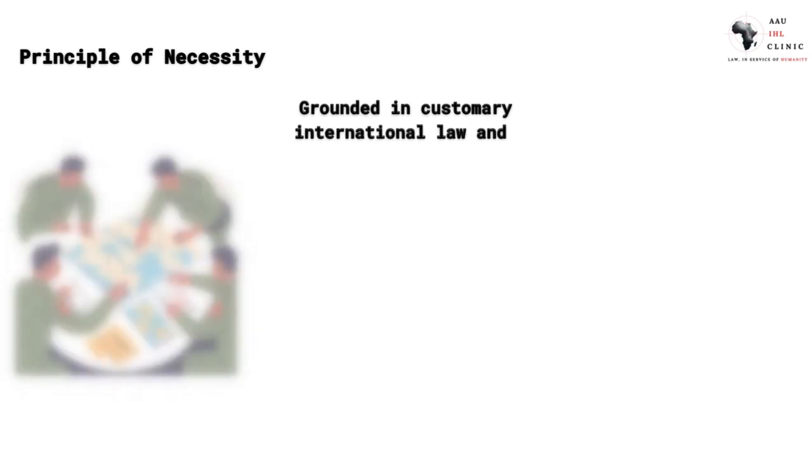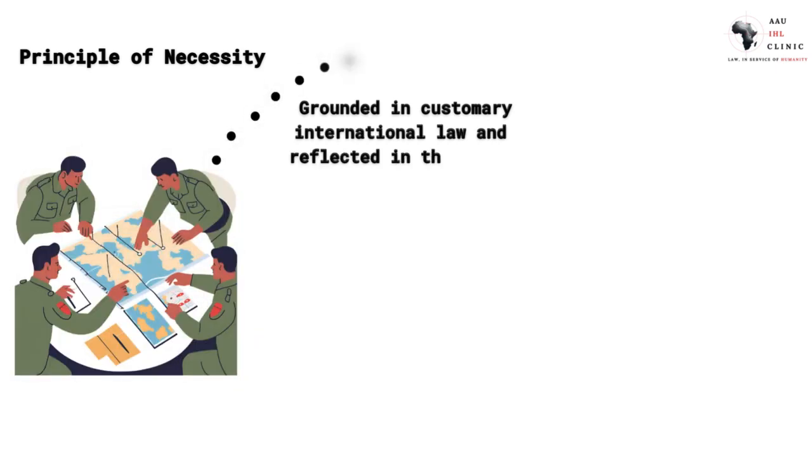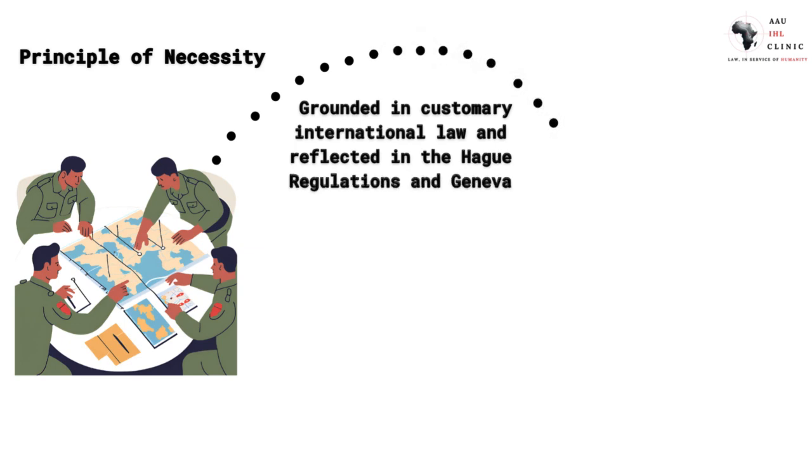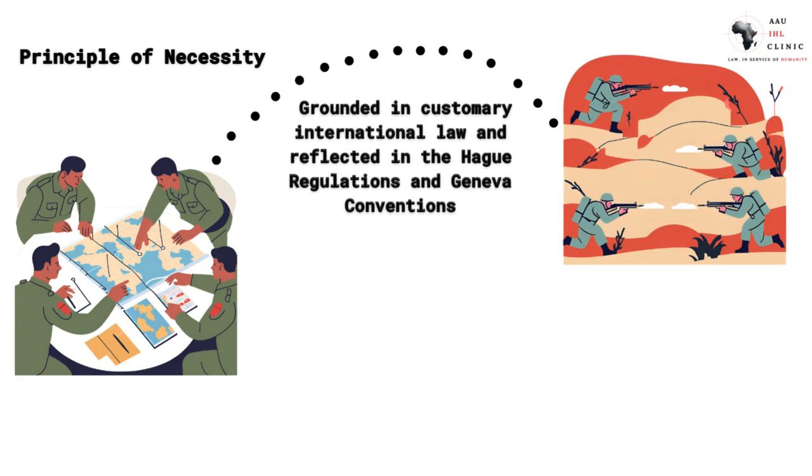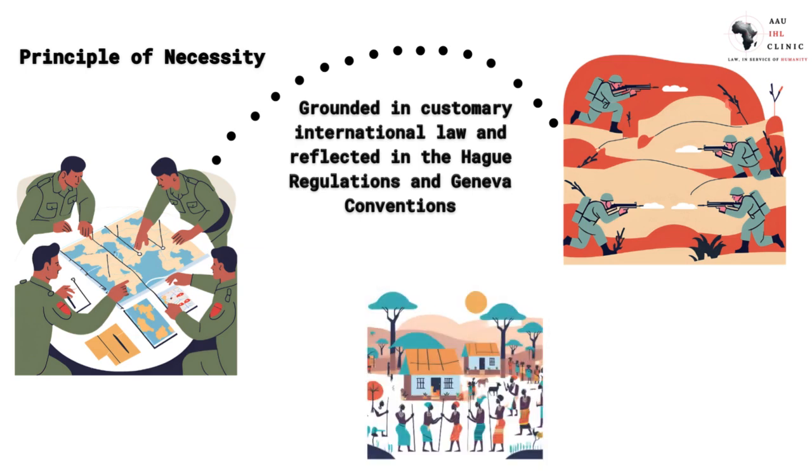The third principle is the principle of necessity. Grounded in customary international law and reflected in the Hague Regulations and Geneva Conventions, this principle stipulates that the use of force must be limited to what is necessary to achieve a legitimate military objective. Its purpose is to prevent the use of excessive force and limit unnecessary destruction, ensuring that military actions are strictly related to achieving strategic goals.